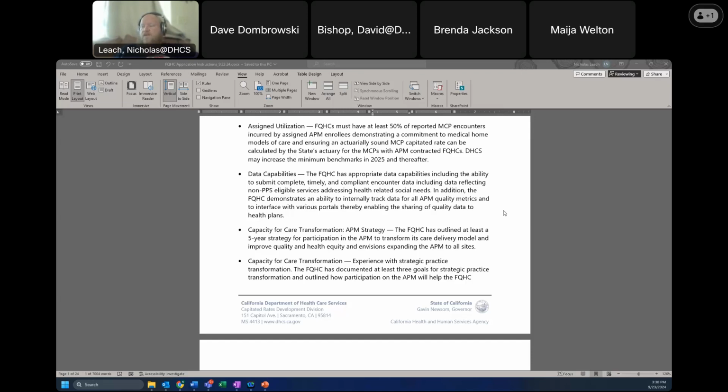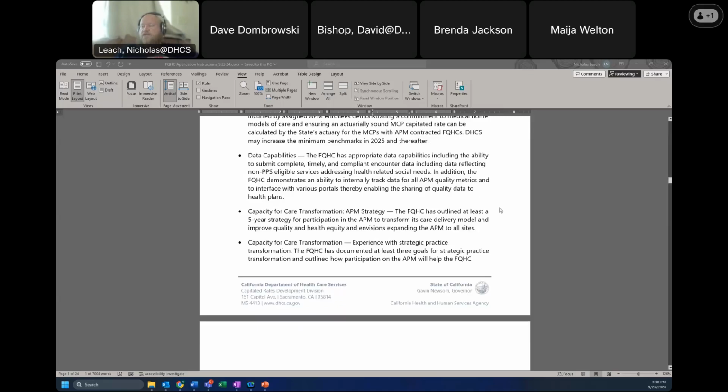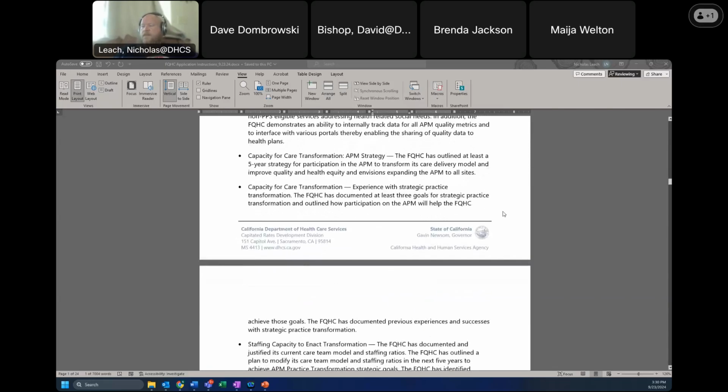In addition, the FQHC demonstrates an ability to internally track data for all APM quality metrics and to interface with various portals, thereby enabling the sharing of quality data to health plans. Capacity for care transformation, the APM strategy. The FQHC has outlined at least a 5-year strategy for participation in the APM to transform its care delivery model and improve quality and health equity, and envisions expanding the APM to all sites.